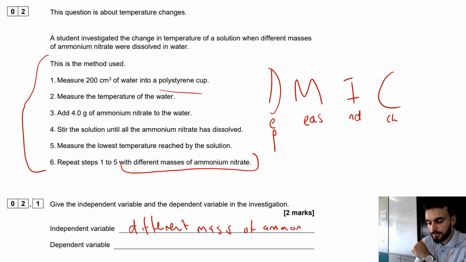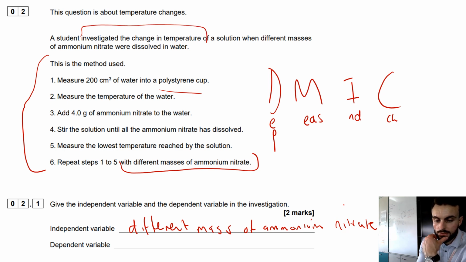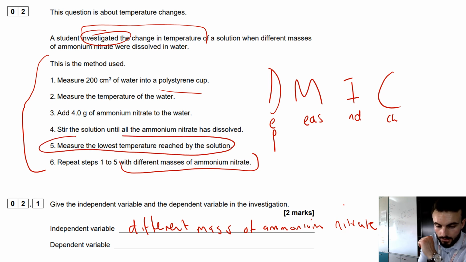And then for the dependent is what we are measuring. So the clue is there, investigate the temperature. Normally in methods, it gives you the highlight of what both of them are in the first sentence. They investigated how this affected this. That's usually telling you both of them. So you can also check it in the method if you're reading it. What are they trying to work out? They are measuring the lowest temperature reached by the solution.